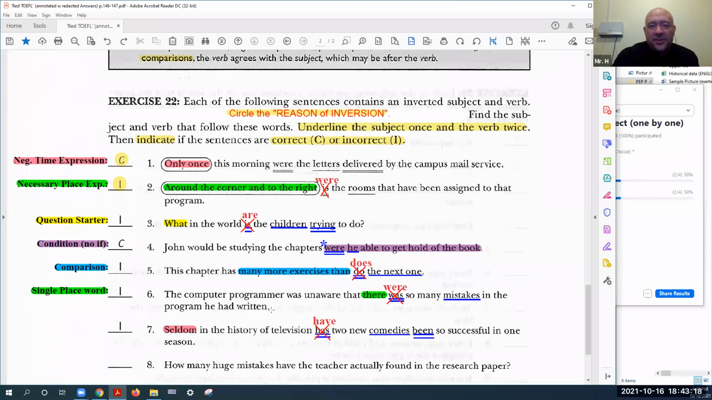Have two new comedies. Comedies is plural. The verb must be plural. And this is which skill? You said it before? Negative time expression. There you go. Yes. All right, number 8, guys.